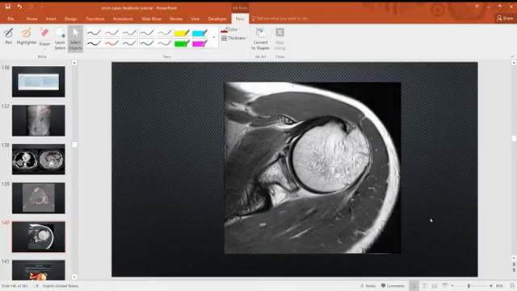This is an MRI of the shoulder. What do you think?